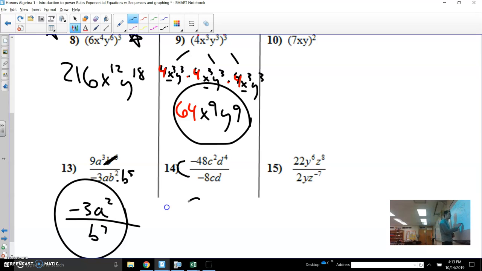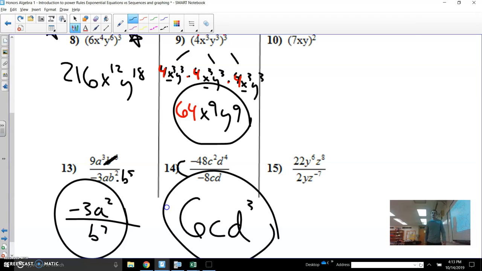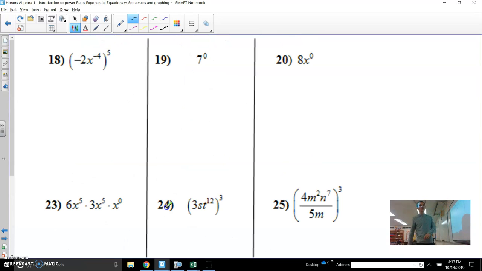Negative divided by negative should be +6. Looking at the c's, I see 2 minus 1, which would just be 1. And 4 minus 1 would be d to the third. So in this case, the numerator is really all that I have. The denominator is just a division of 1. I really don't need to write dividing by 1 there. All right, let's go ahead and knock that one out.